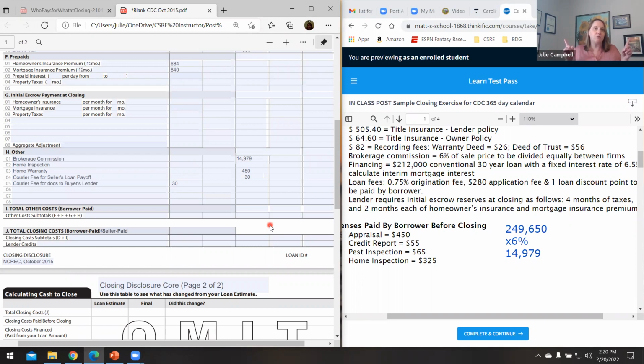And let's think this through one step further. Seller pays commission. So whose closing disclosure is the commission going to show up on?